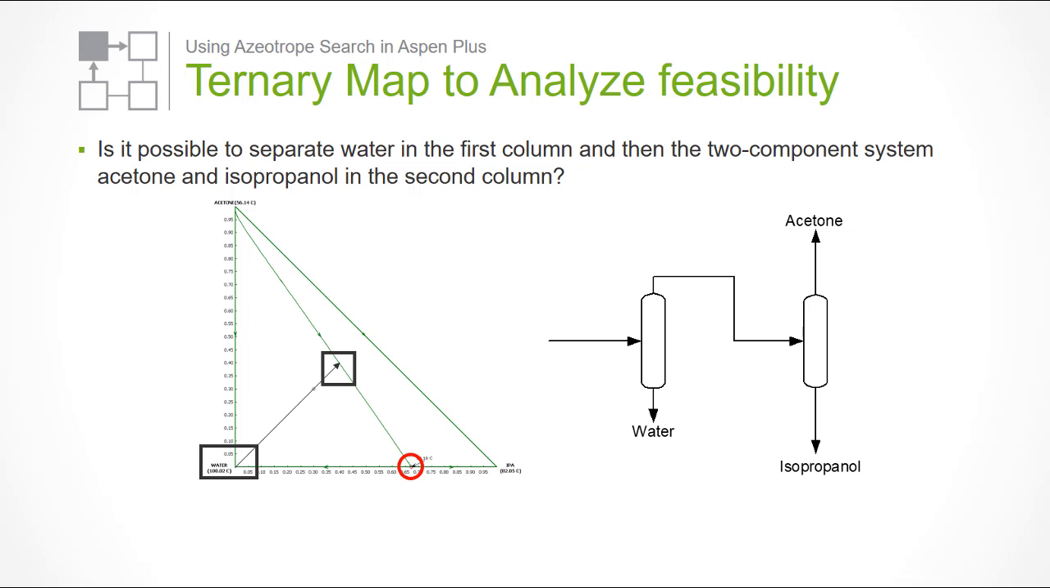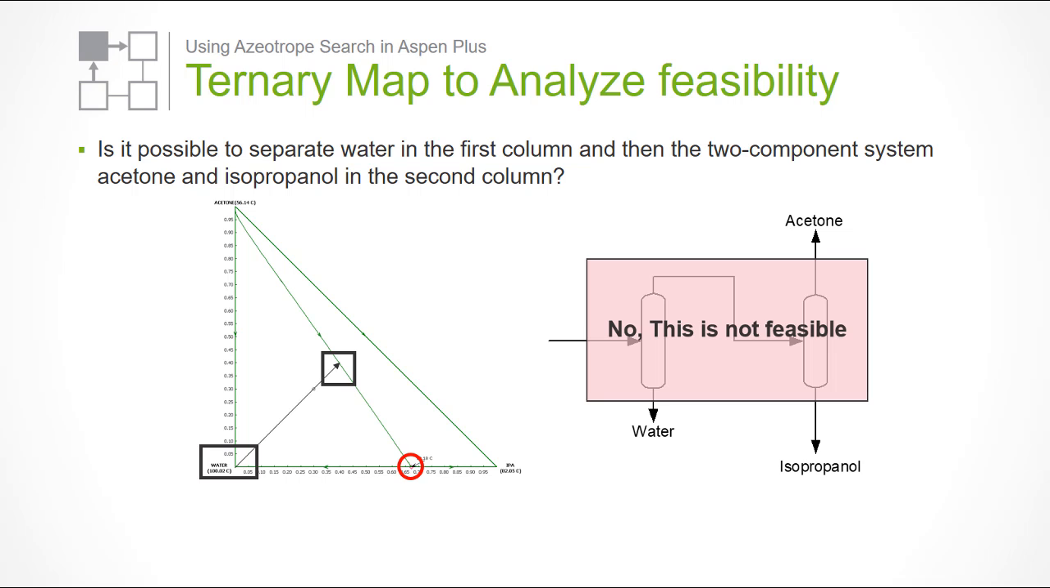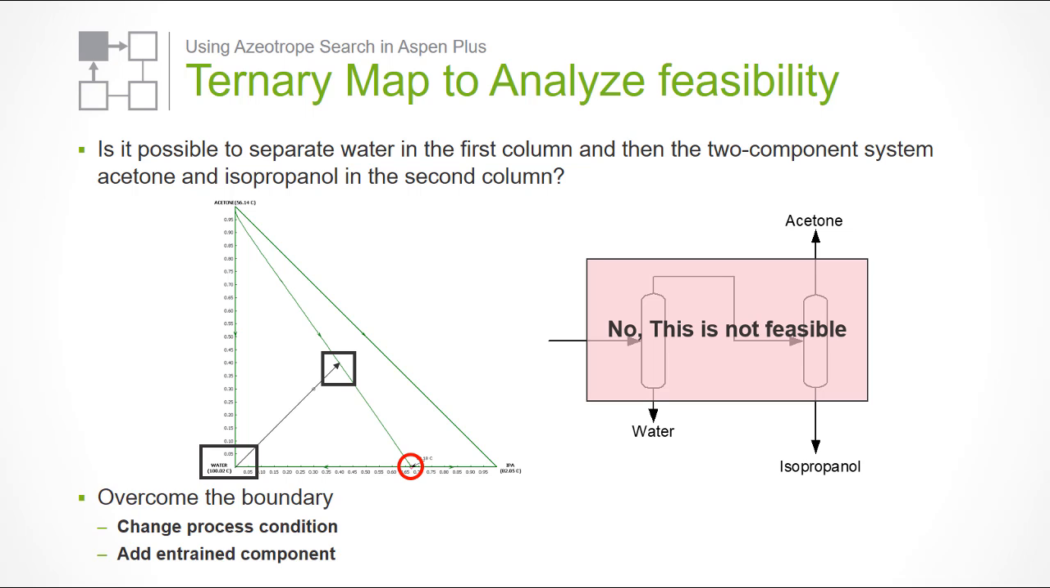Therefore, the best the second column can reach at the bottom is in the azeotropes shown in the red circle with about 70% IPA and 30% water. Based on previous data, we can conclude that this sequence is not feasible. To overcome the boundary, you can change process conditions, typically the operating pressure of a column, or add entrained components. Both methods will change the ternary map such that the boundaries are adjusted or disappear.